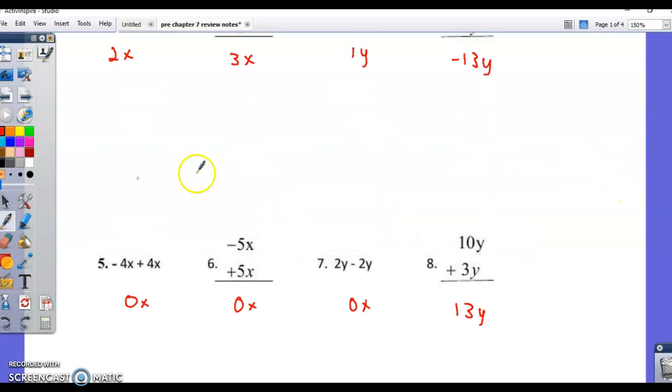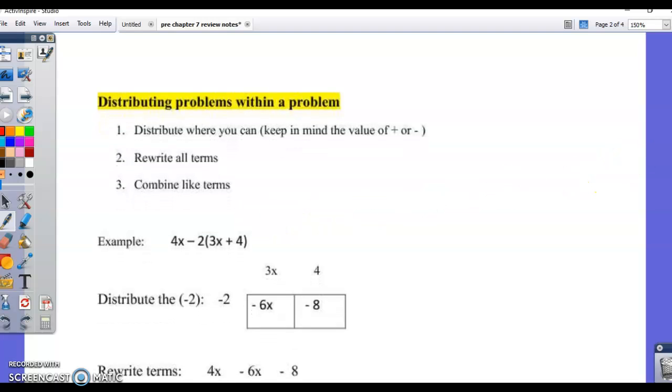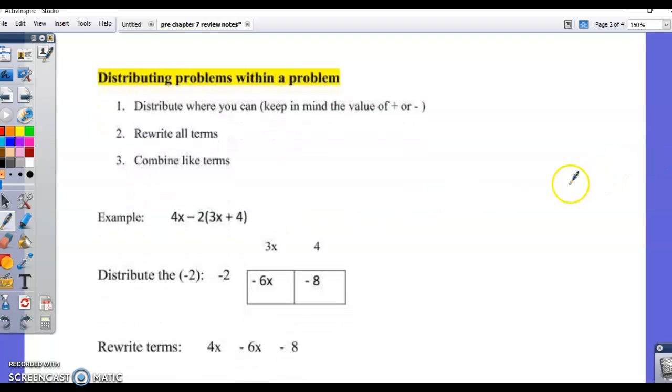All right, the next thing to review is distributing. So not only distributing, just doing the box method, but when it's within a problem. All right, so here's just a review from first trimester or the beginning of the year, how we would do that. So you see within here we have the parentheses, and this negative goes with the 2. So really what you're doing is this problem.